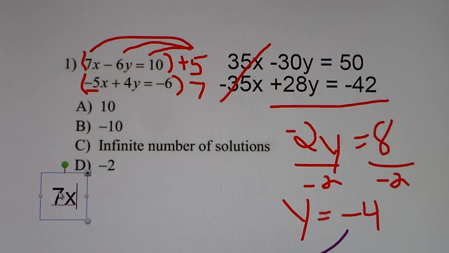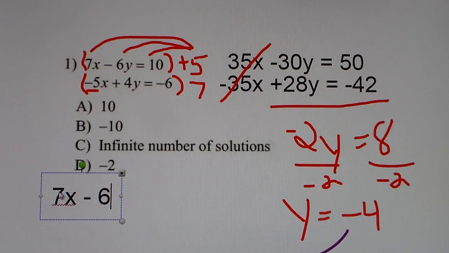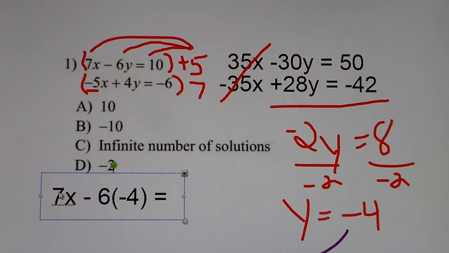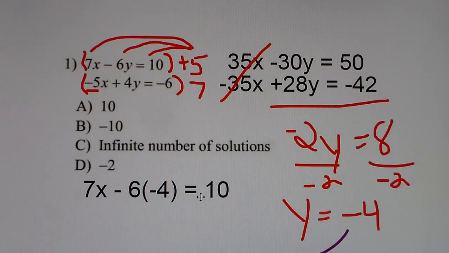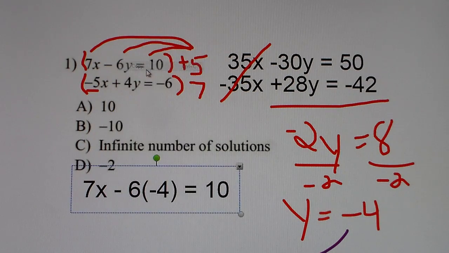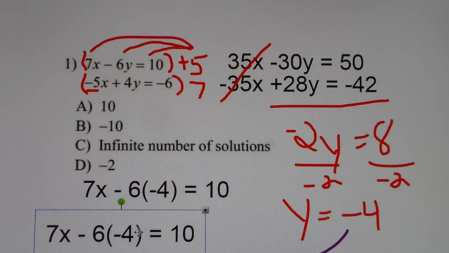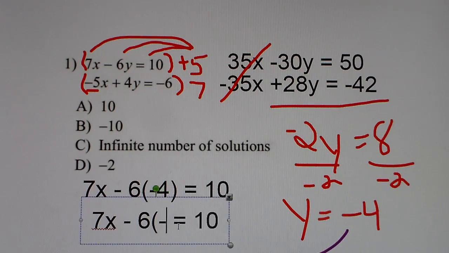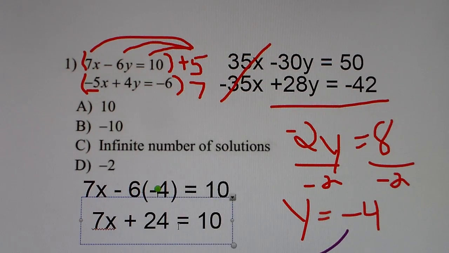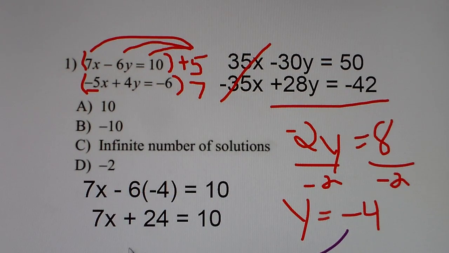So then we're going to have 7x minus 6 times negative 4 equals 10. I'm putting it into the original equation. Then we're going to use our inverse operations and solve for x. Negative 6 times negative 4 gets you positive 24. Then we're going to subtract 24 from both sides, so we get 7x equals negative 14. Divide by 7 on both sides, and we get x equals negative 2.